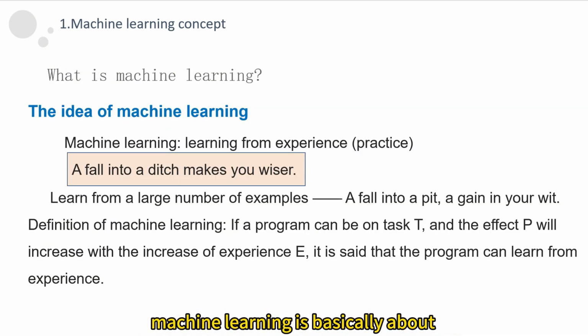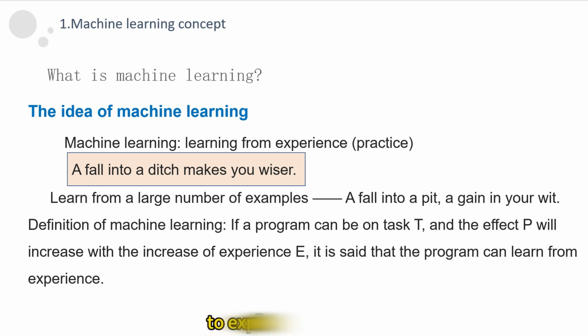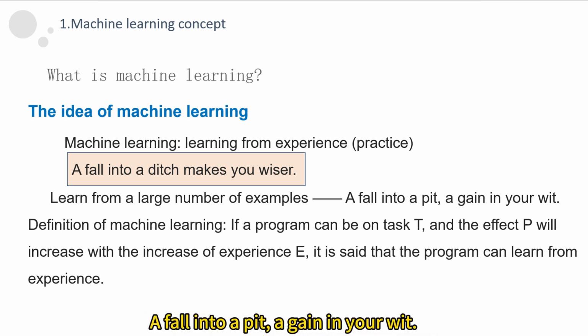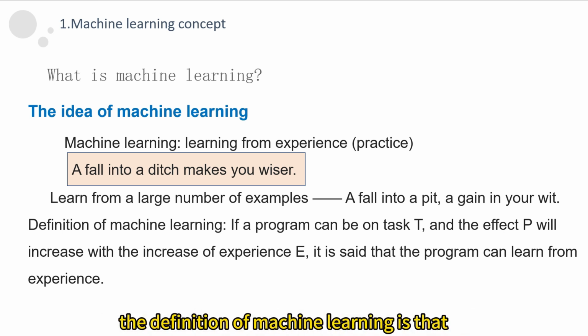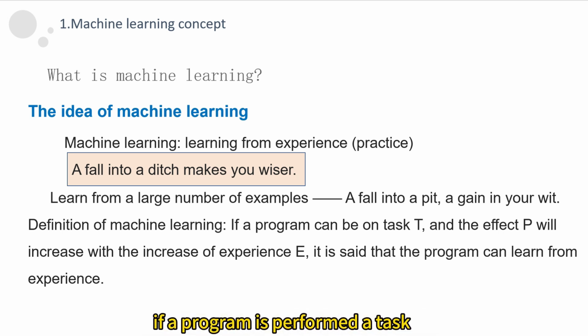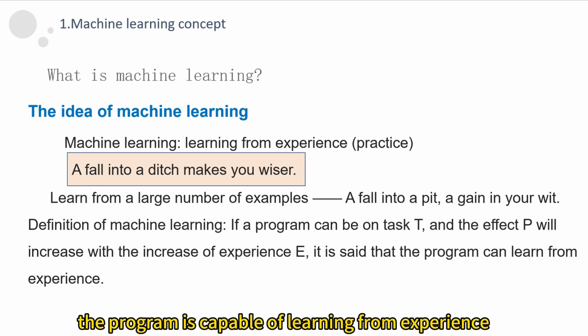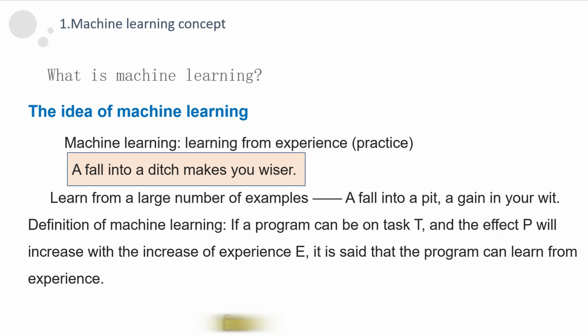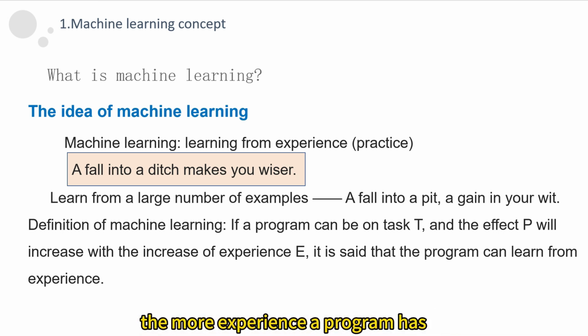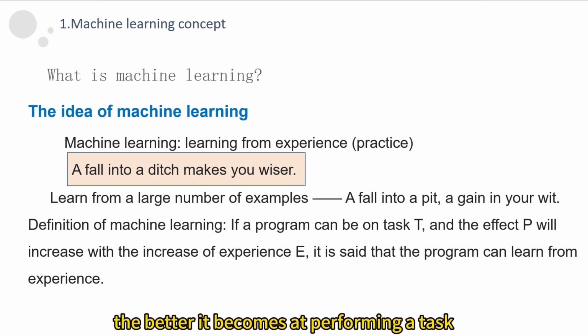Machine learning is basically about learning from practice or experience. The definition of machine learning is that if a program performs a task T and the outcome P improves with experience E, then it can be said that the program is capable of learning from experience. In other words, the more experience a program has, the better it becomes at performing a task.